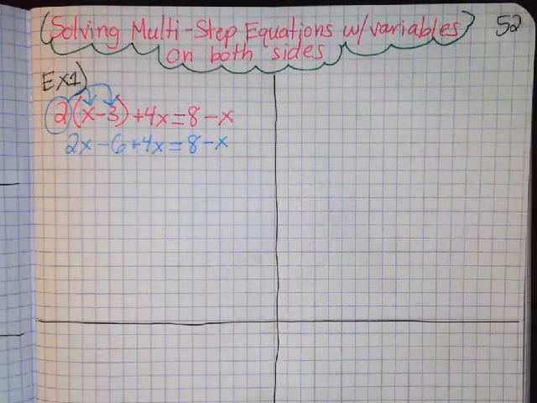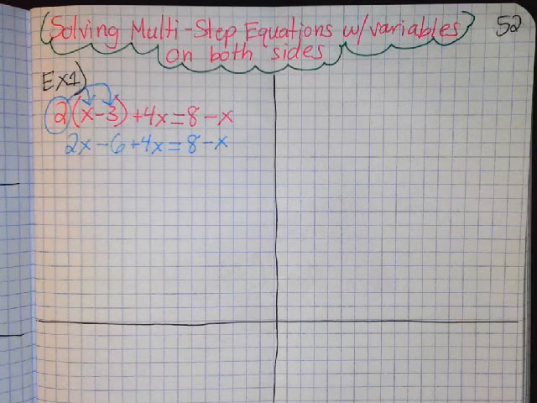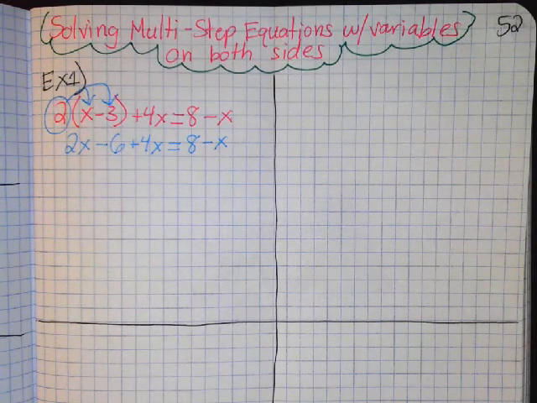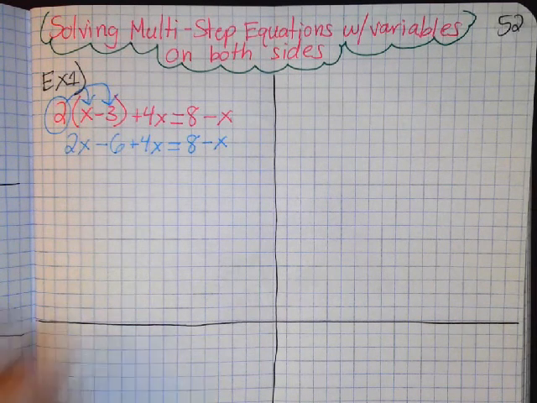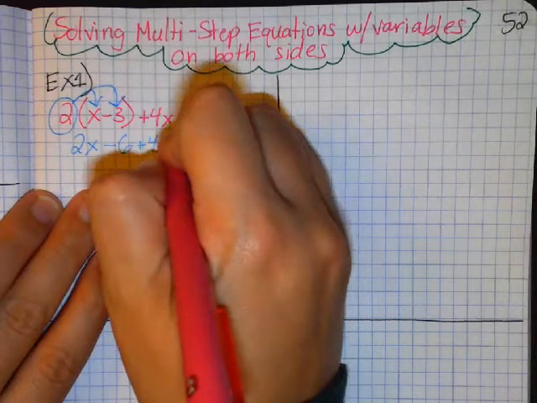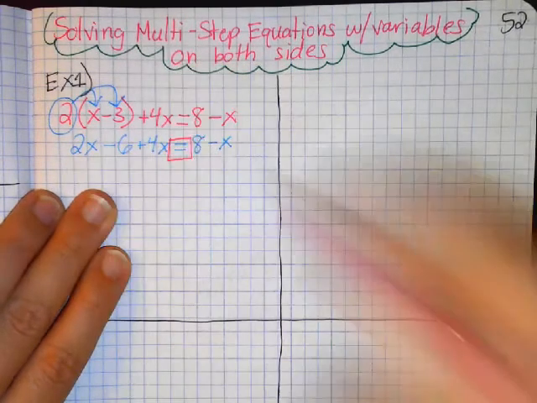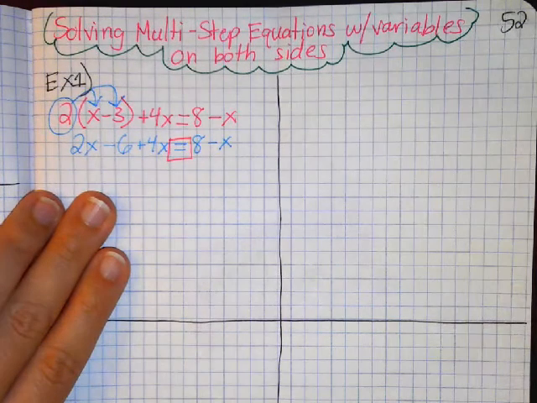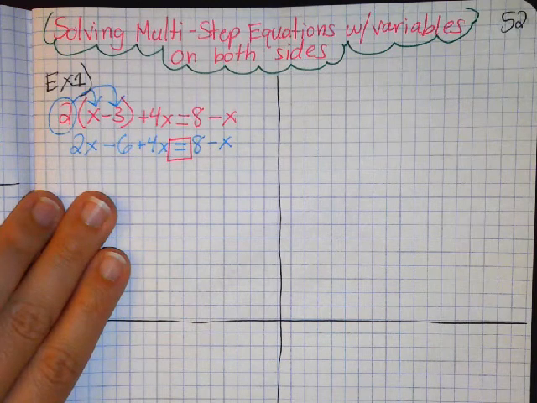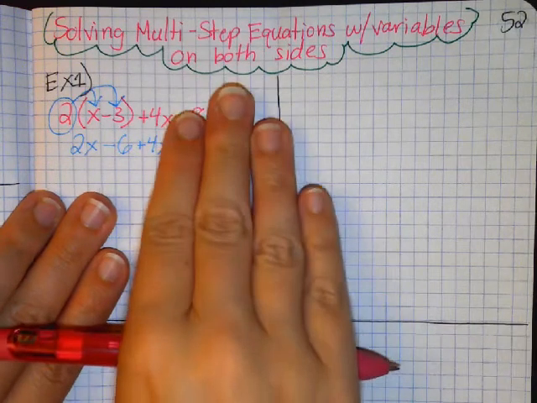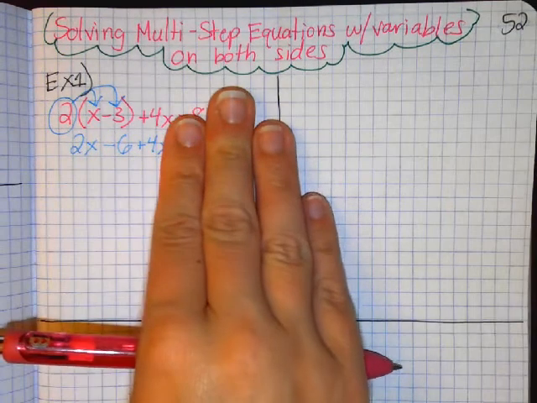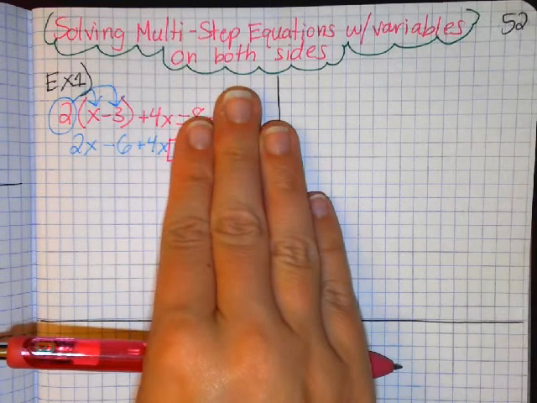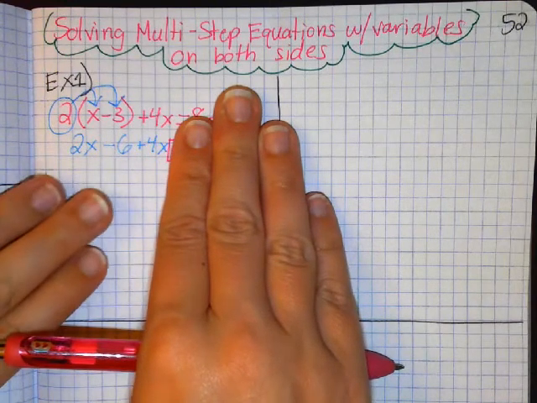There's nothing else to distribute, but I see that I can combine things. I have several terms with x's in them. Now this is important. This is my equal sign. I can only combine terms that are on the same side of the equal sign. So right now, I'm going to focus on my left side. 2x minus 6 plus 4x.